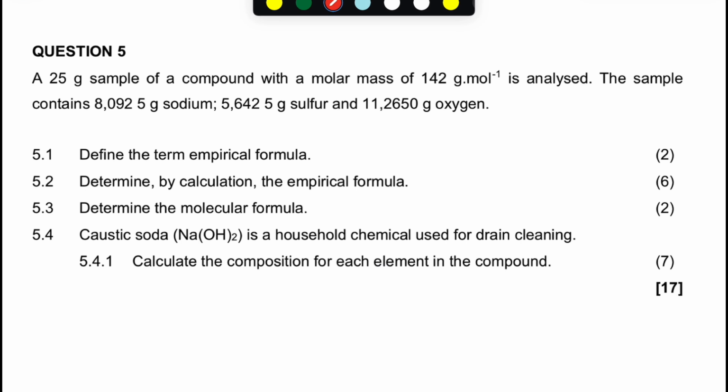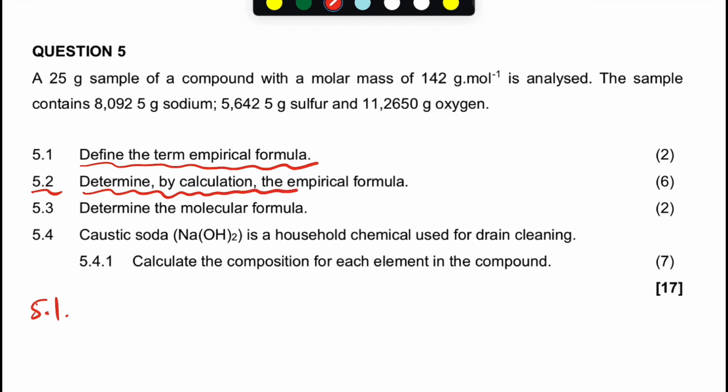Question where there's an empirical formula and the molecular formula involved that you need to do. In this question, guys, it's always there in the question paper. High chances that it will be there, guys. So please make sure you know how to calculate the empirical formula and the molecular formula. Please, guys, that's an easy question, right? Okay, now in 5.1, it says define the term empirical formula. You must be able to define what an empirical formula is. I'm not going to dwell on that.